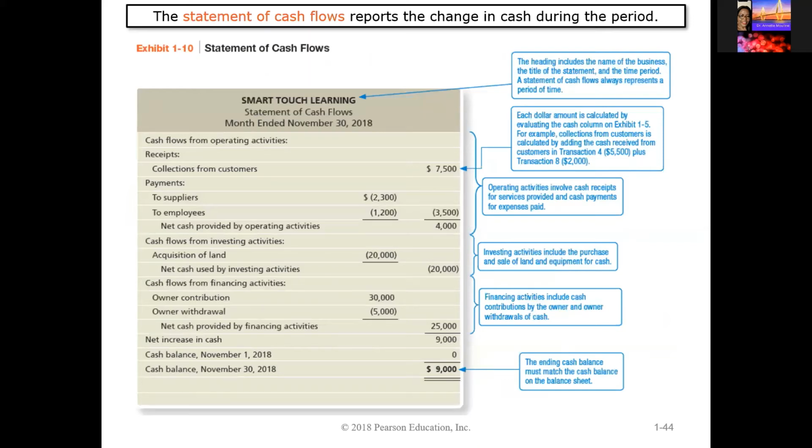The statement of cash flows reports the change in cash during the period. The ending cash balance on the statement of cash flows is the same as the ending cash reported on the balance sheet. The statement of cash flows is divided into 3 sections. You have your operating, the investing, and the financing.